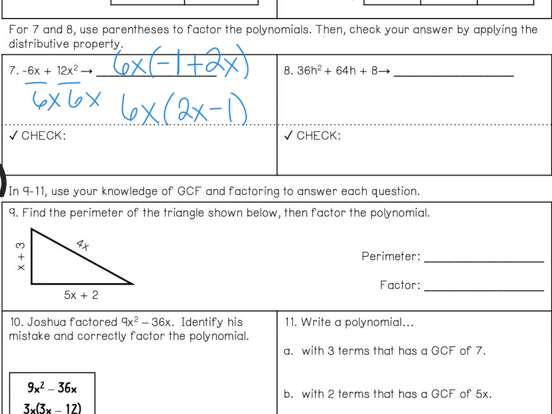36 and 64 and 8. We really want it to be 8, but it's actually 4. And there isn't a letter because they don't all have H's. So 4, make sure you're writing that number, that GCF outside. 9H squared plus 16H plus 2. Why wouldn't it be 8?